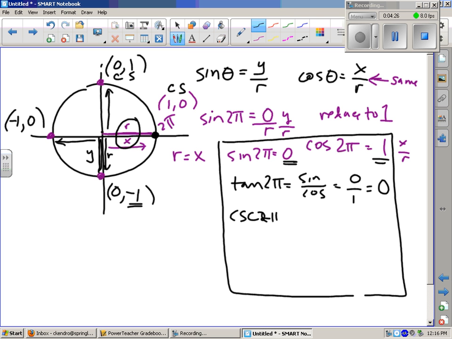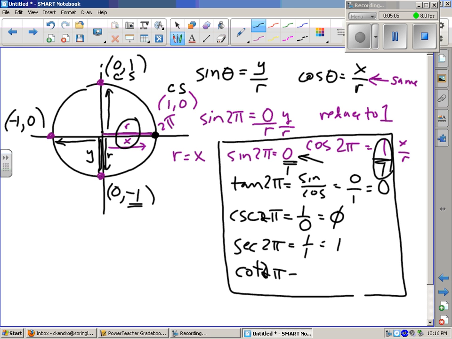Cosecant of 2 pi. Cosecant is the reciprocal of sine. Think of this as 0 over 1. If you flip 0 over 1, I get 1 over 0, but you can't divide by 0, so we say that this is undefined. There is no such thing as the cosecant at 2 pi. It doesn't work. Secant of 2 pi: if I flip cosine, think of this as 1 over 1. Flipping 1 over 1 is still 1 over 1, so the answer is just 1. And then cotangent of 2 pi. Flipping over this, I get 1 over 0, which again is undefined. So we have a lot of different answers here, but they're all zeros and ones, and then we throw in a couple of undefineds when we start flipping things over.